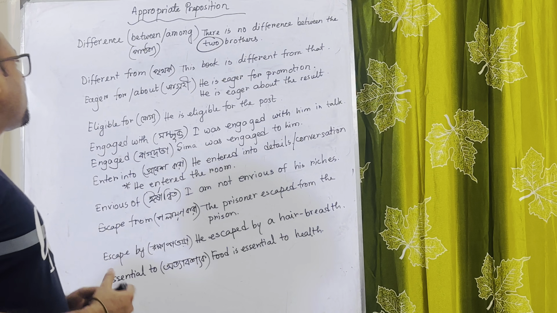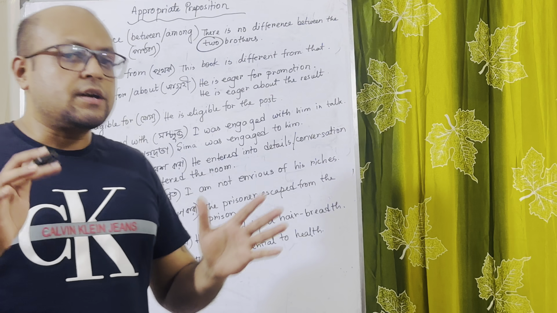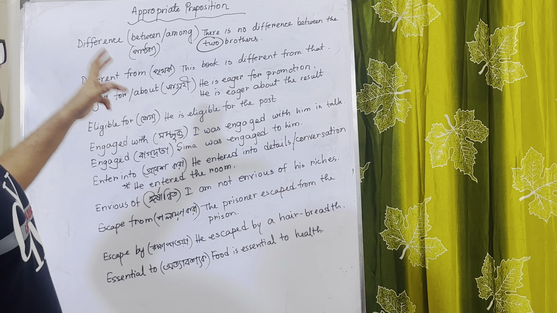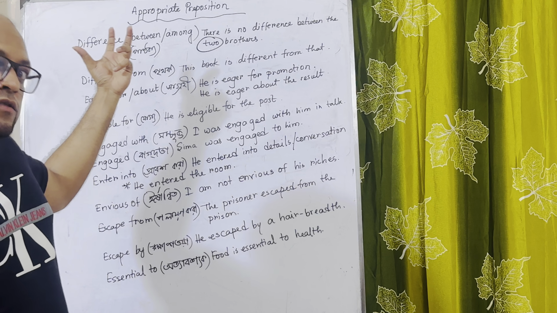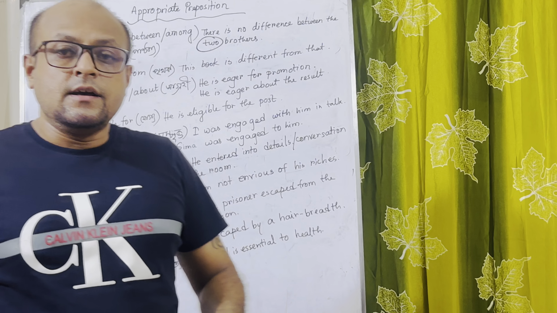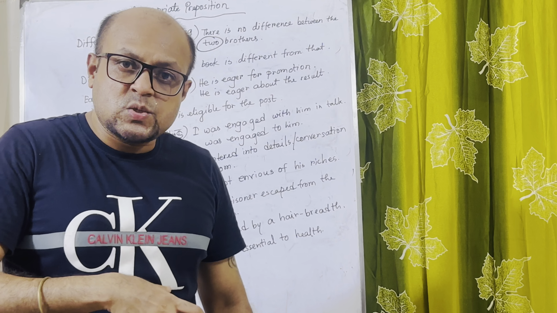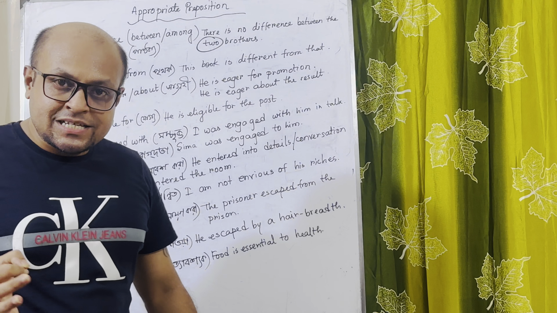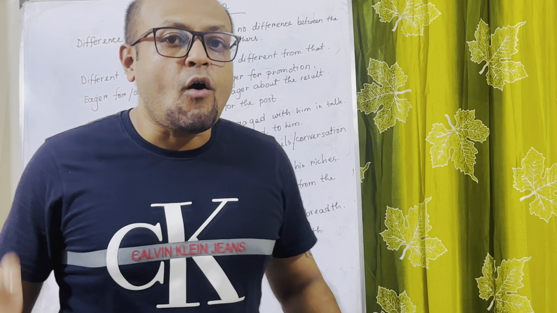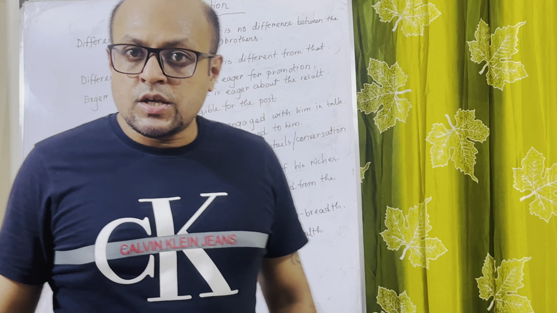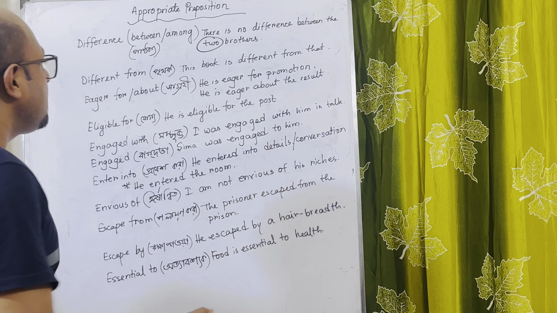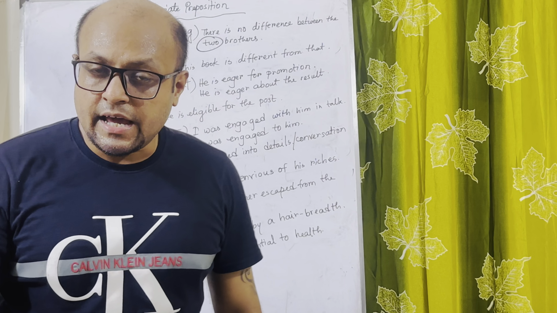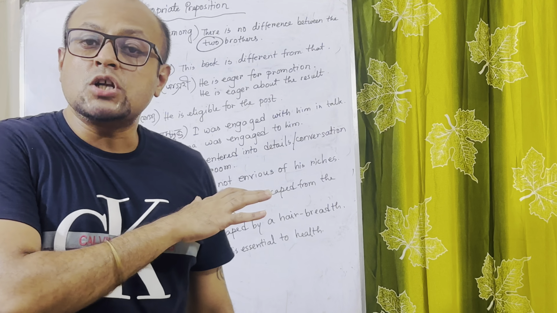Number 2 is different from. Okay, so what is the basic? Difference is a noun, but the word different is the adjective form of the noun difference. So in this situation you need to check the preposition and it will be from. Okay, not between, not among.